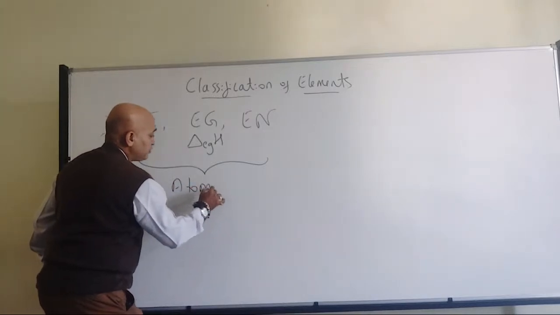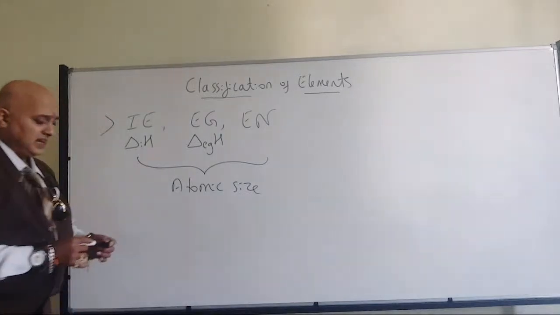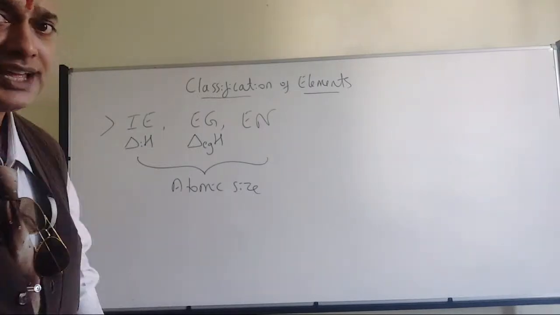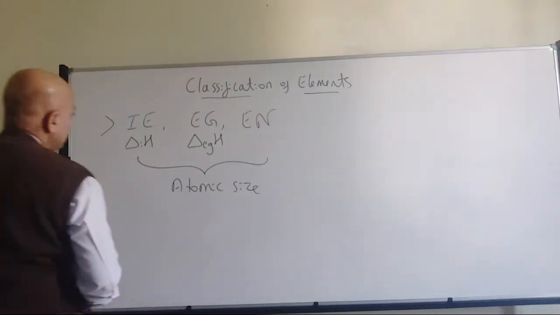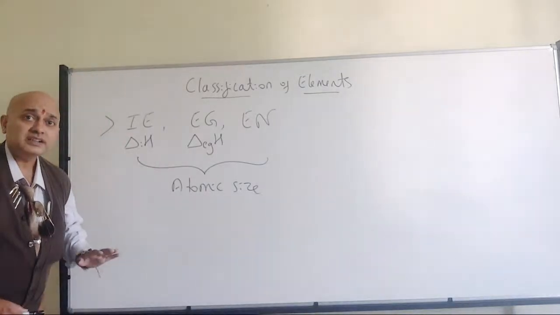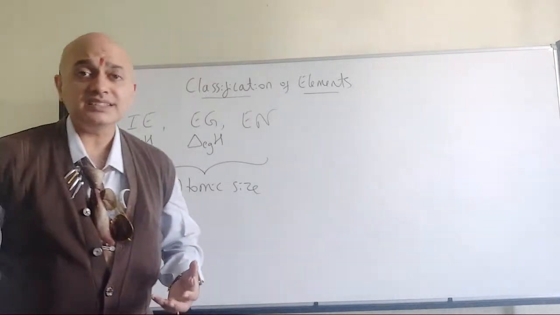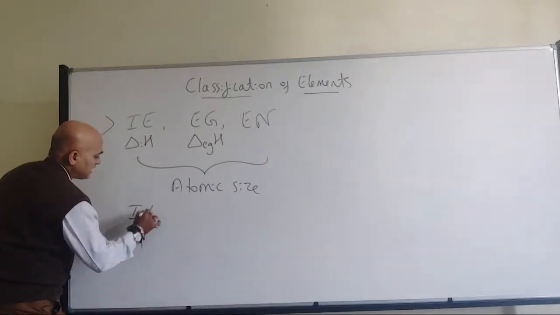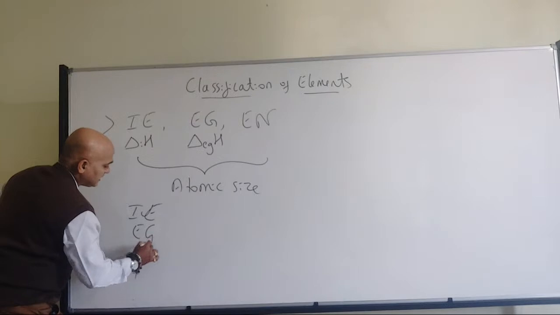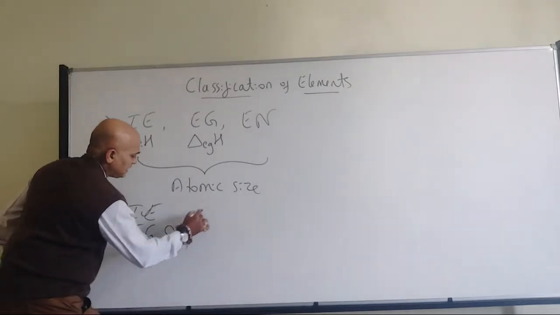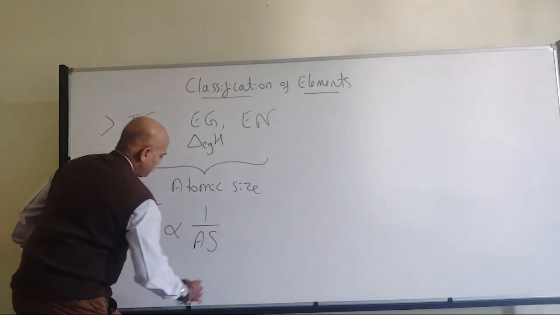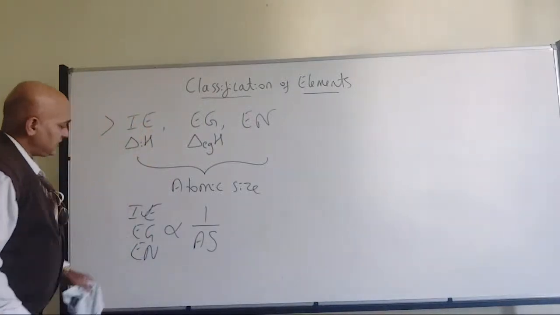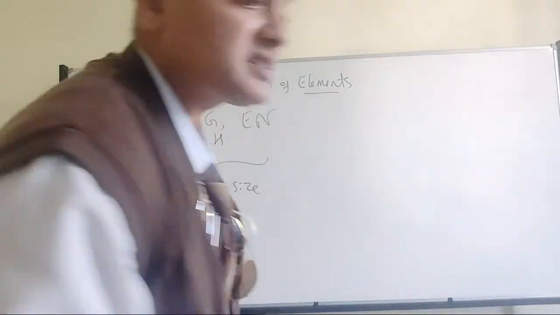All of them are related to atomic size. Now, with ionization enthalpy, as the atomic size increases, ionization enthalpy is going to decrease. So ionization enthalpy, electron gain enthalpy and electronegativity are inversely related to atomic size.